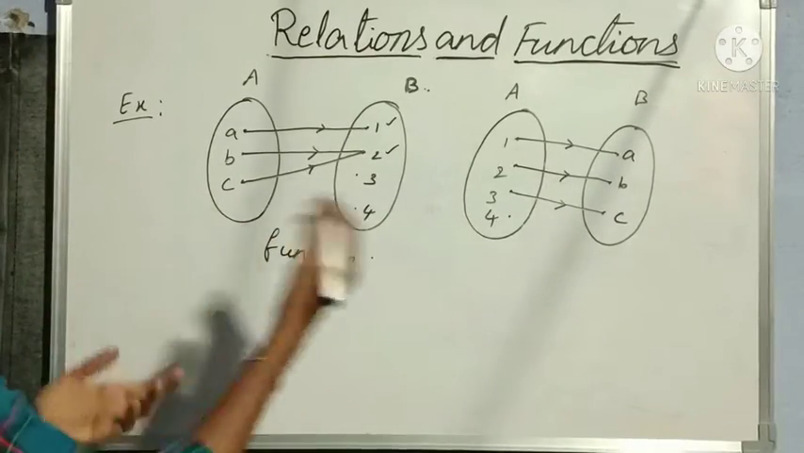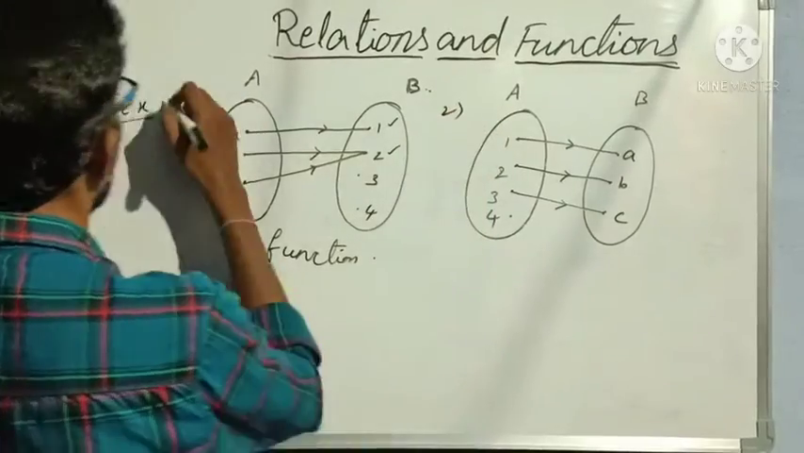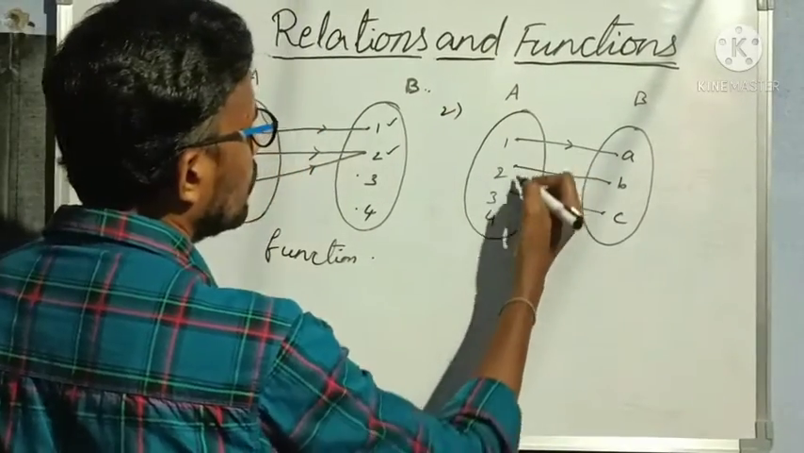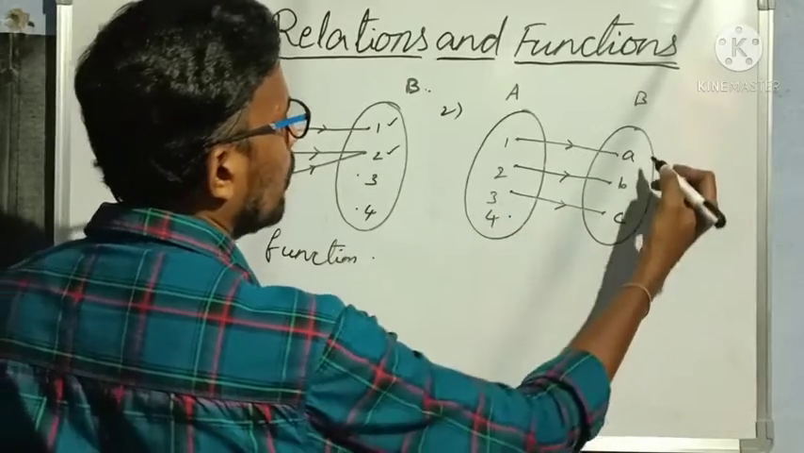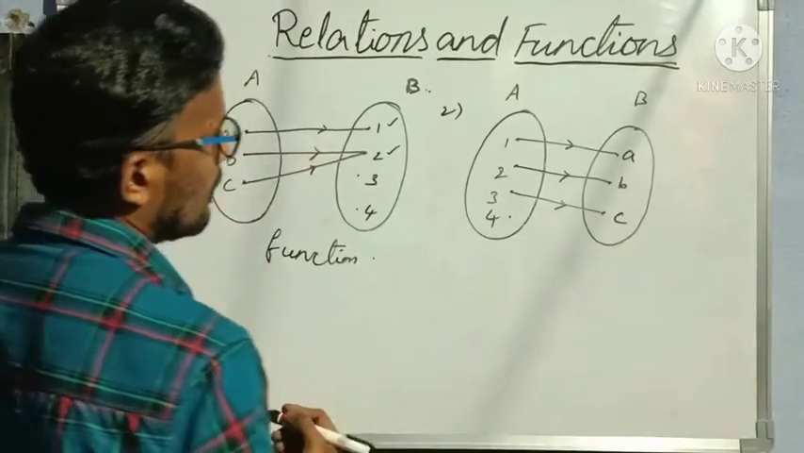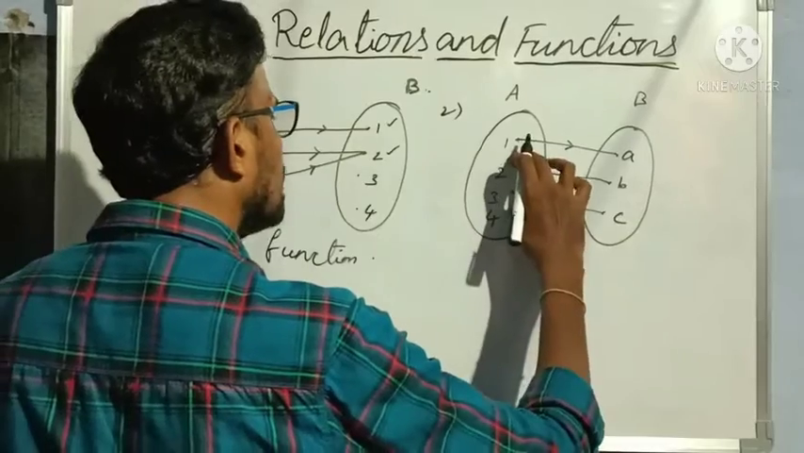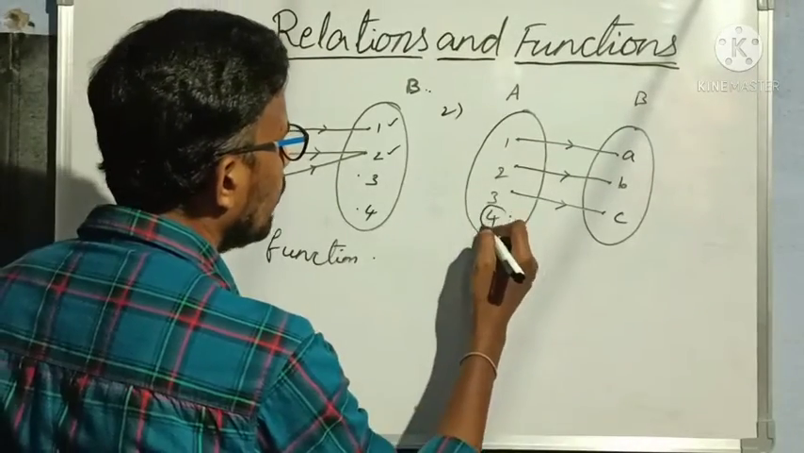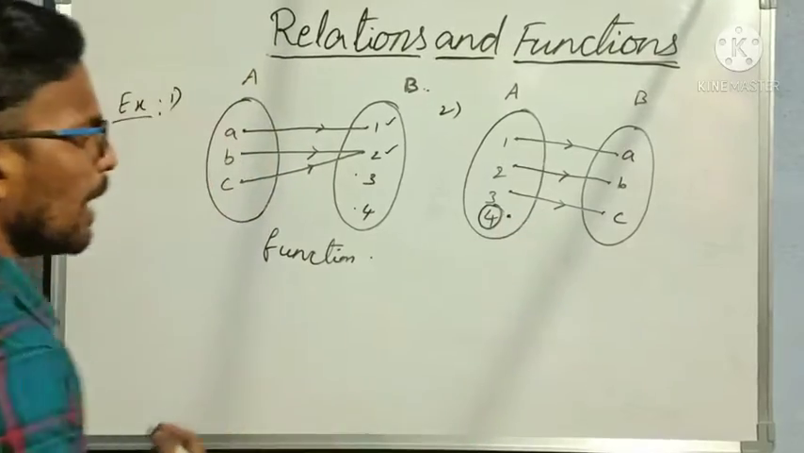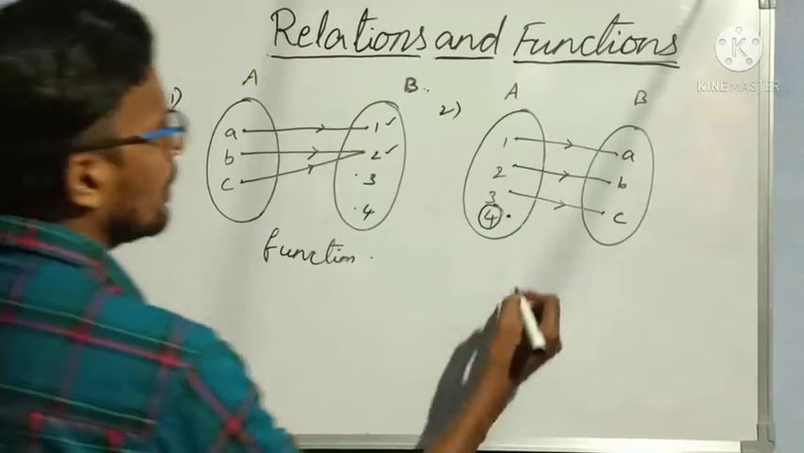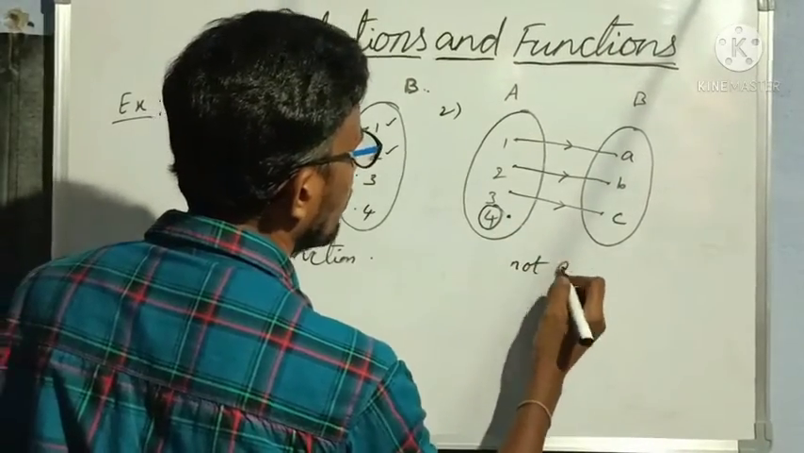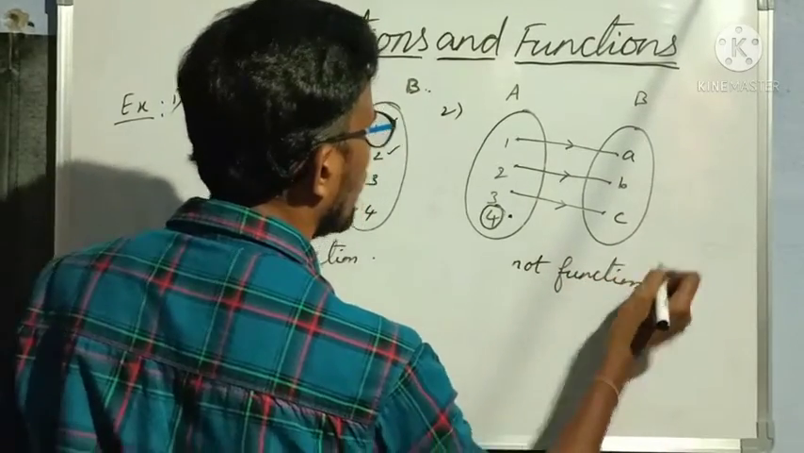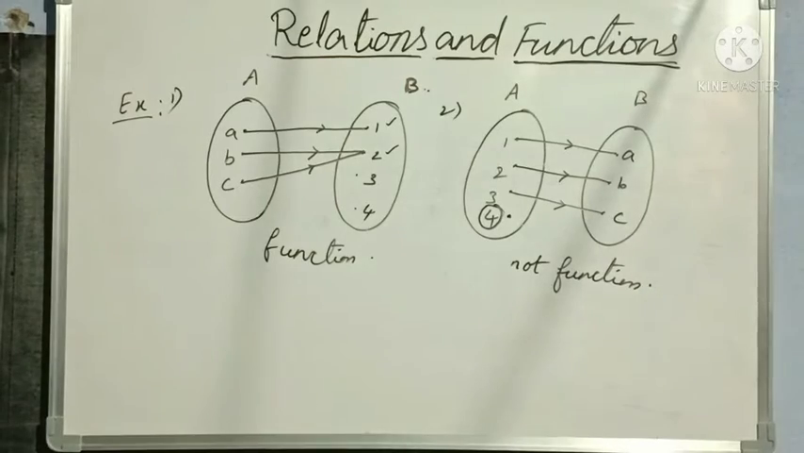Understood? Come to example 2 here. How many elements are there in set A? 1, 2, 3, 4. 4 elements are there. How many elements are there in B? 3 elements. Is every element of A mapped to B here? No. The element 4 is remaining unmapped here. So this relation is never called a function. That is, this is not a function. Understood the difference everybody now?